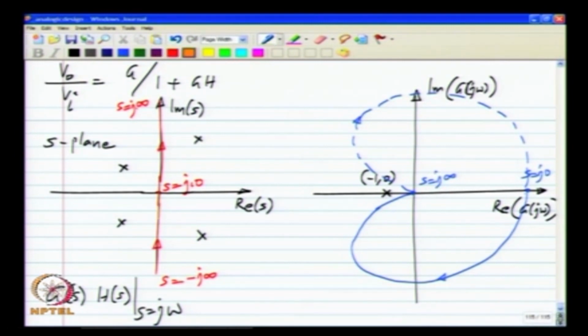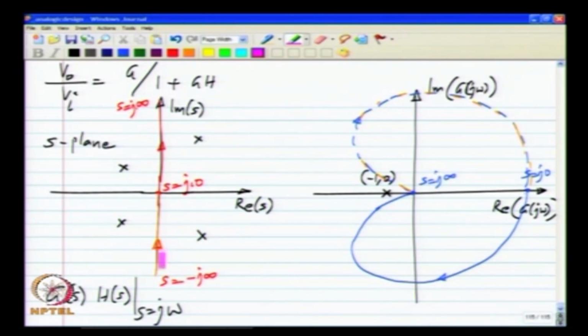Let me show this in a slightly different color. So, this part corresponds to the upper half of it, okay. Now it turns out that what the Nyquist criterion states is the number of poles in the right half S plane equals the number of times this plot, this weird plot that you drew, encloses minus 1 0, okay.